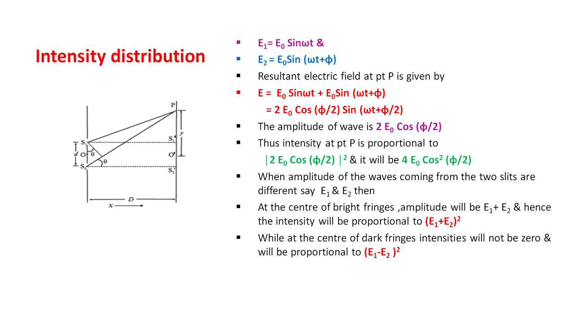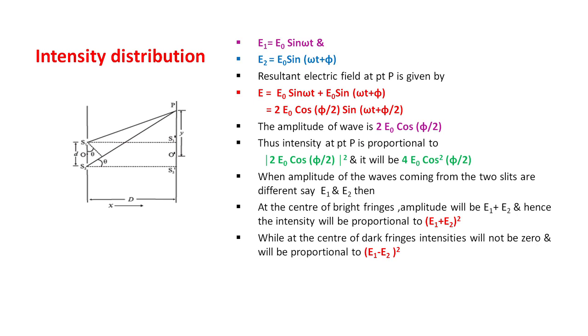We will again revise it. The equations for the electric field at point P, which are coming from these two sources S1 and S2, are given by E1 is equal to E0 sin omega t and E2 is equal to E0 sin (omega t plus phi). The resultant electric field at point P is given by the addition of these two equations. We get 2 E0 cos(phi/2) into sin(omega t plus phi/2).